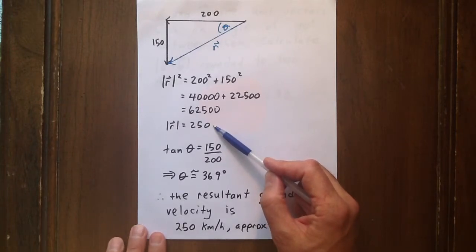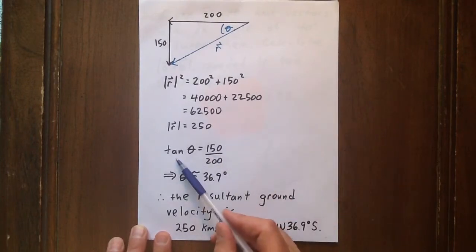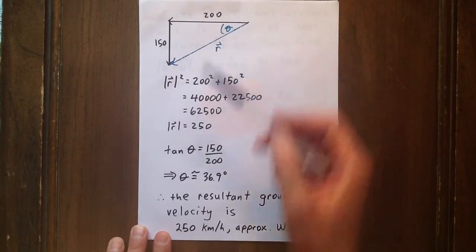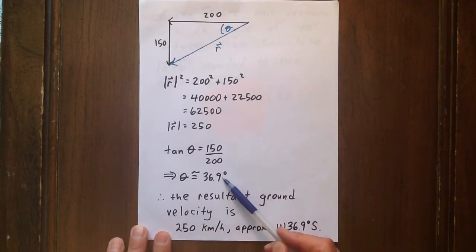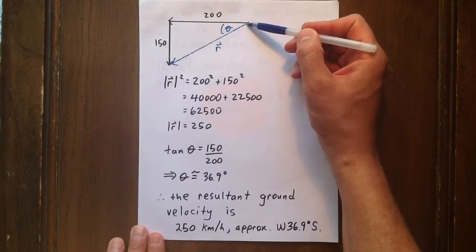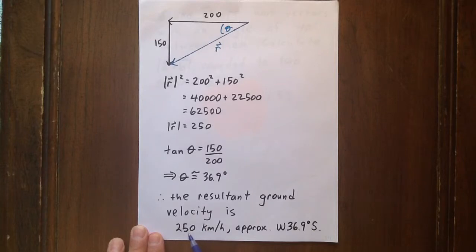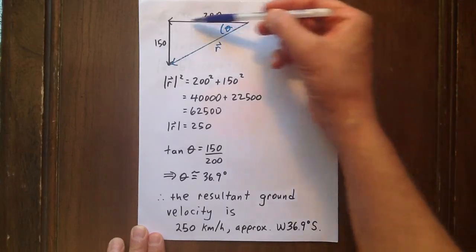We need the direction though. So we see an opportunity here to use SOHCAHTOA if that's our style, or any other trig method will obviously work here as well. And so we see that tan theta, if we let this be theta, tan theta is going to equal 150 over 200, and theta is 36.9 degrees. So now what we have is a plane that's clearly heading south of west. So we can say that the resultant ground velocity is 250 kilometers per hour, approximately west 36.9 degrees south.